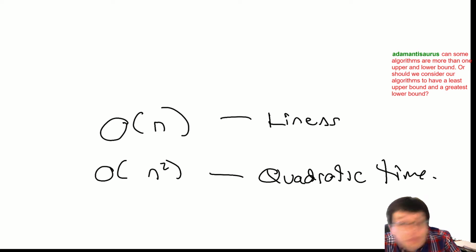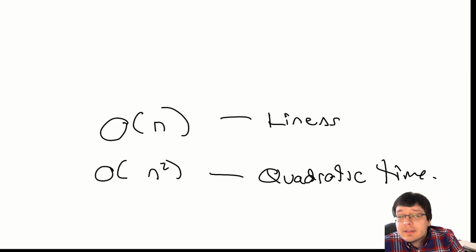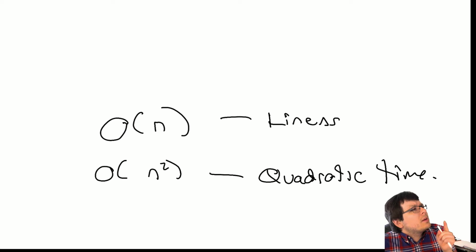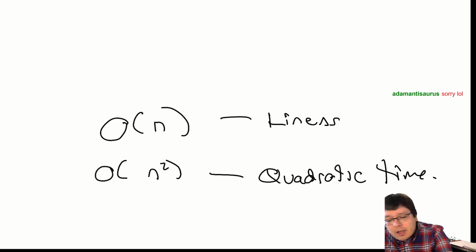Can some algorithms have more than one upper bound and lower bound? Or should we consider our algorithms to have at least an upper bound and the greatest lower bound? So algorithms should only have one upper and one lower bound overall.